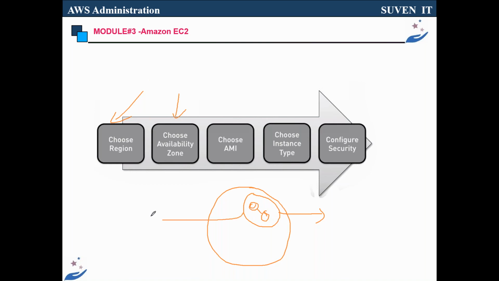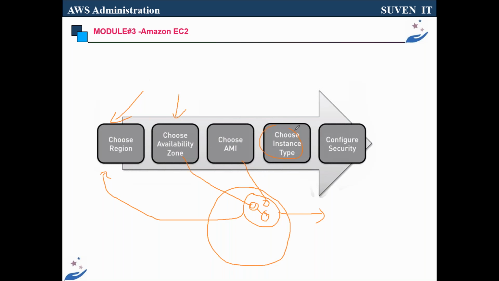So in which region do you want to create the server? In that, in which data center do you want to create the server? In that, what AMI, what type of operating system do you want to take here? So that is also one more important thing.